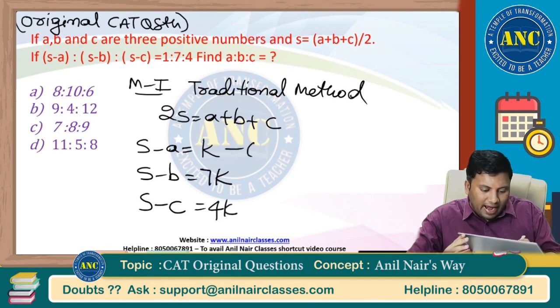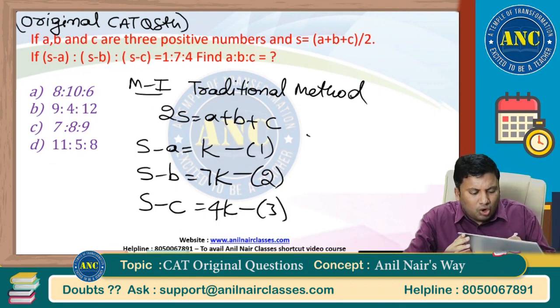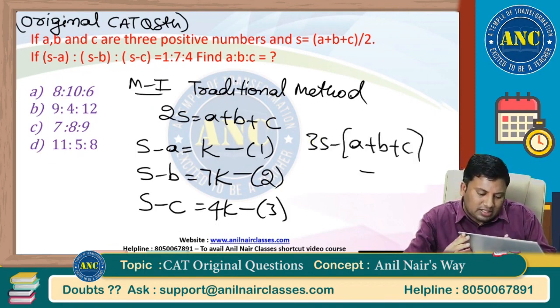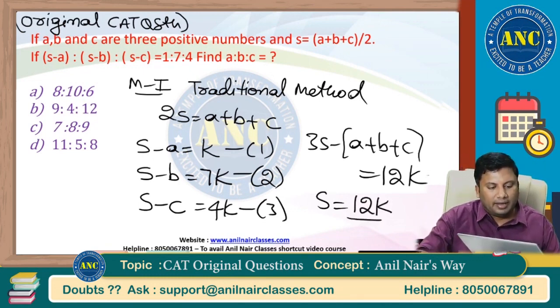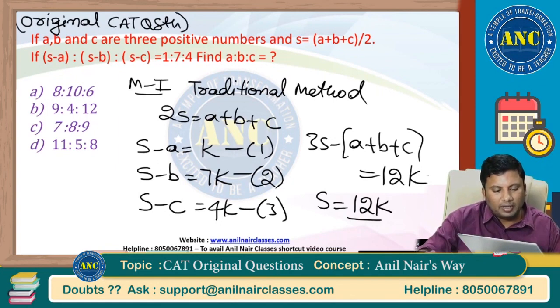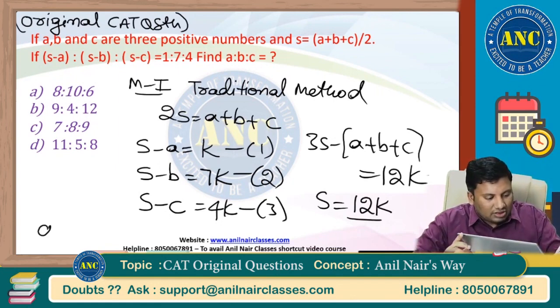So if I add, this is what every student will do, sir, because they are so habituated. 3s minus of a plus b plus c is 12k. S is nothing but 12k. So the answer is 12k minus k, 11k. It is nothing but 5k. It is nothing but 8k.